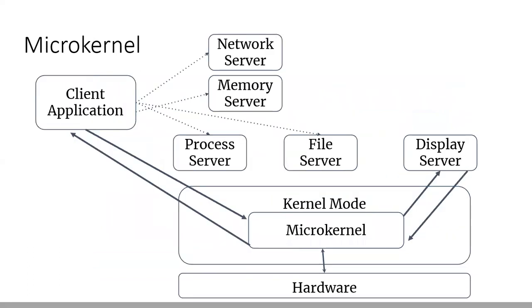Next comes a microkernel. Here the client application can directly interact with the hardware through the microkernel. So it is a separate kernel mode where it can be accessed with the servers like process server, network server, memory server, file server, display server, as well as with the client application. Through this microkernel, we'll be able to access the hardware.